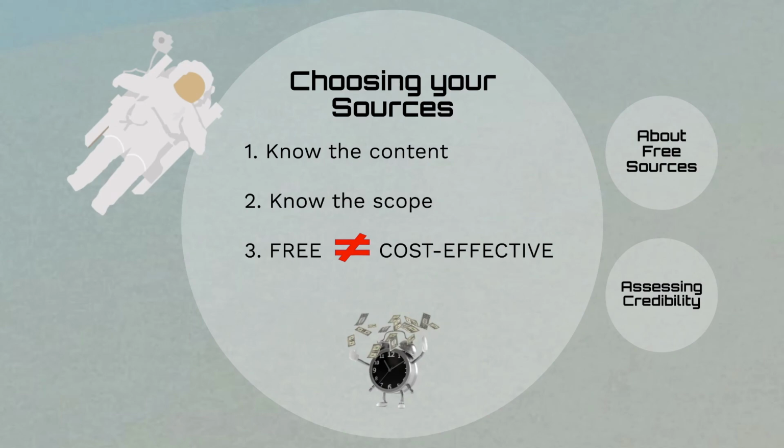Source selection is an important part of your research plan and effectively conducting your research. There are a few things to consider here before you begin. First, know the content of the source that you're searching before you start. What jurisdictions do they cover? Do they include cases, statutes? If it's a secondary source, what topics specifically are covered here? Also, know the scope. What date ranges does this database offer? Understanding these parameters of your source before you begin will save you time in the end. And finally, free does not always equal cost-effective.